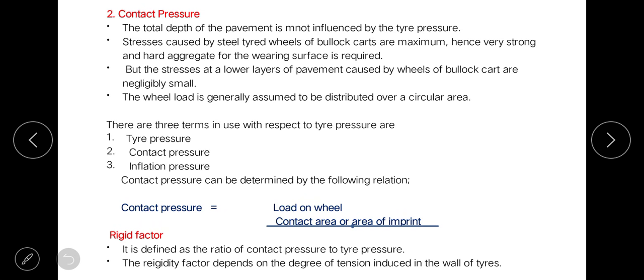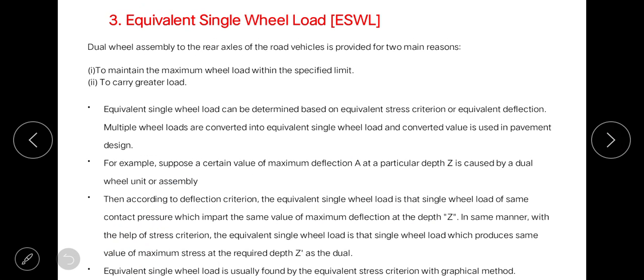So there are three terms used for tire pressure: generally, tire pressure, contact pressure, and inflation pressure. This contact pressure is calculated by the formula total load on the wheel divided by contact area. Simply load on the wheel upon contact area. Here comes one more factor called the rigidity factor. What exactly is this rigidity factor? It is defined as the ratio of contact pressure to the tire pressure. The rigidity factor depends upon the degree of tension induced in the walls of the tire.